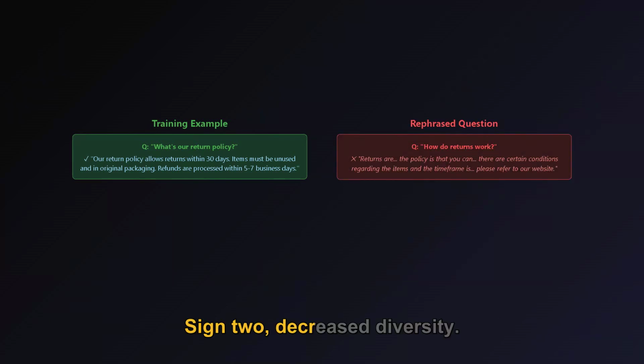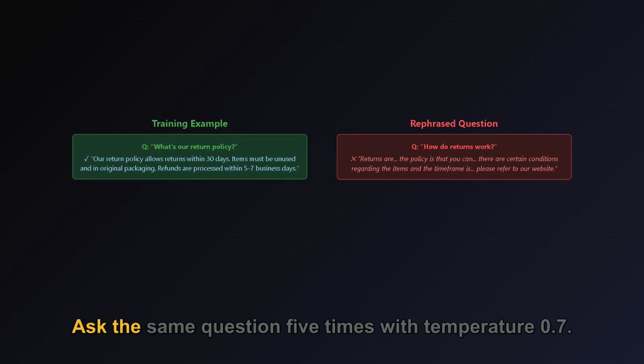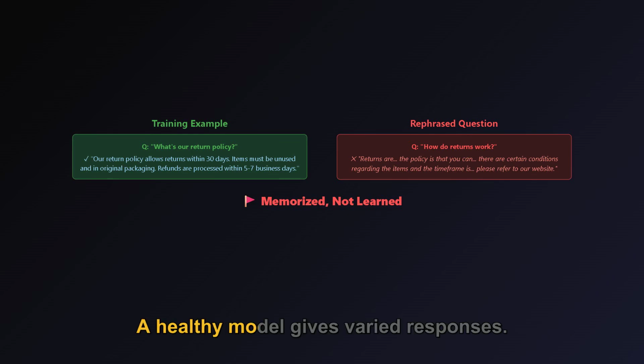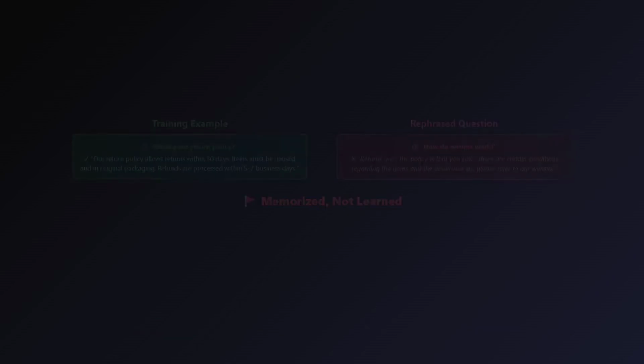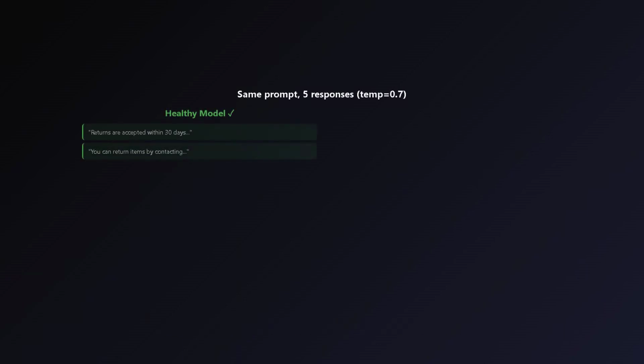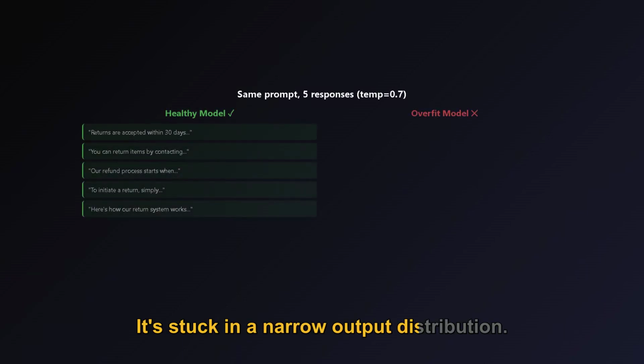Sign 2, decreased diversity. Ask the same question 5 times with temperature 0.7. A healthy model gives varied responses. An overfit model gives nearly identical ones. It's stuck in a narrow output distribution.